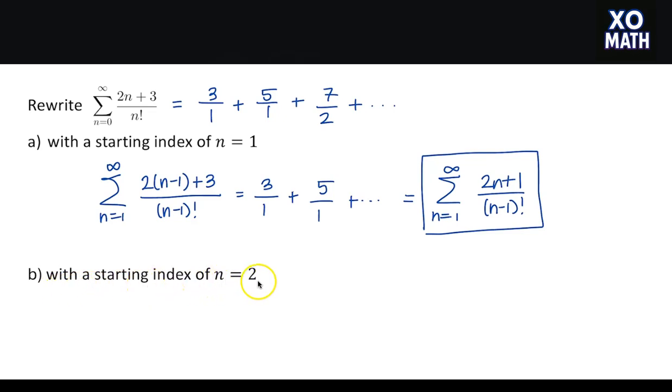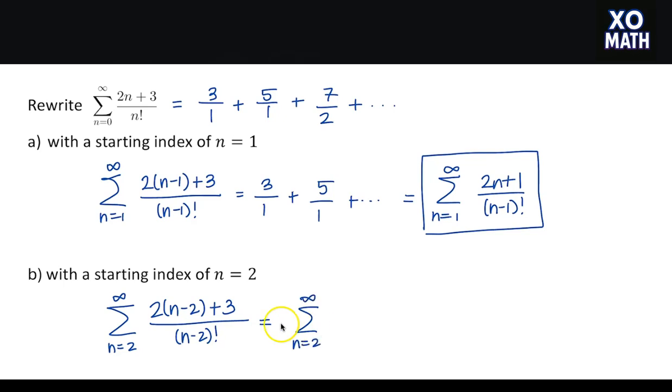Now, if I want to move up to a starting index of 2, hopefully we could figure out that if I start with n equals 2, now in place of each n in the general term, I have to replace it with n minus 2. So 2 times the quantity n minus 2 plus 3 over n minus 2 factorial. And I'm not going to show the work to check it. This is correct. We could simplify the numerator a little bit further, and we'll have n equals 2 to infinity. We have 2n minus 4 plus 3, so 2n minus 1 over n minus 2 factorial.